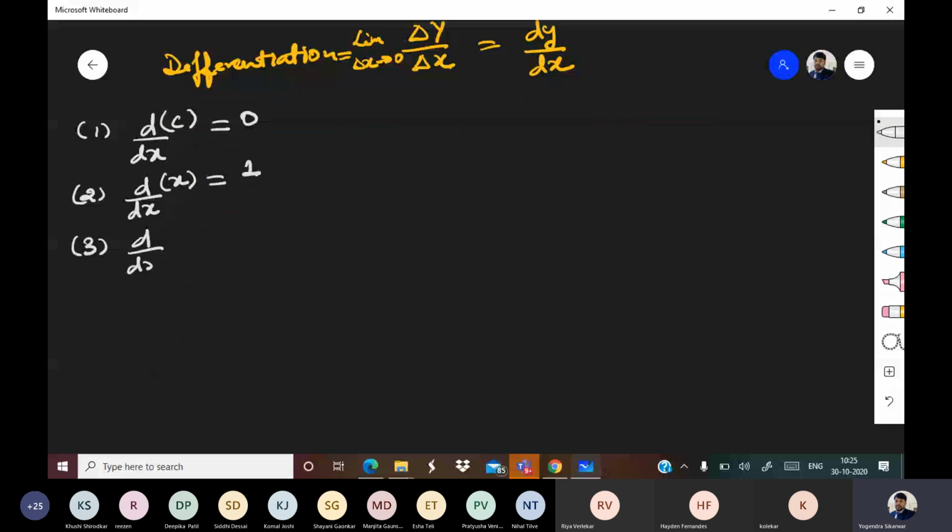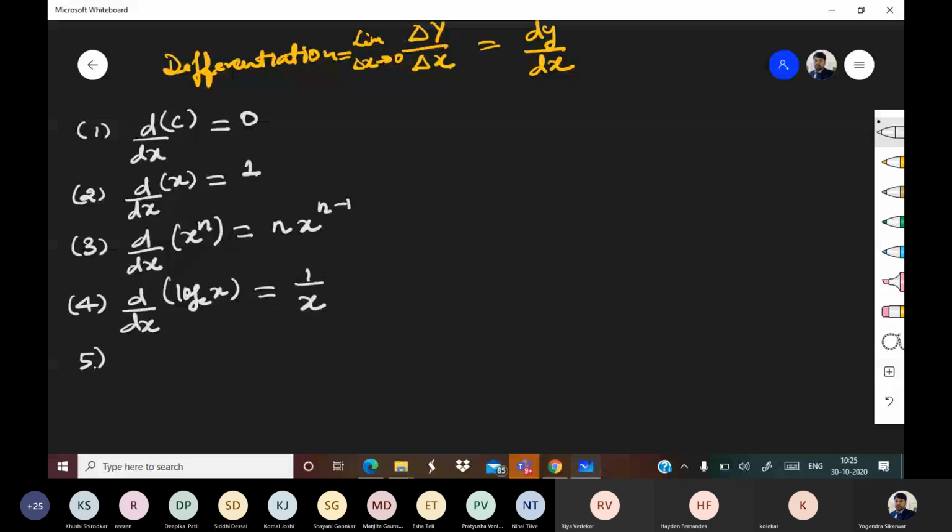Now d by dx of x to the power n. So that will be n x to the power n minus 1. Next is d by dx of log x. So d by dx of log x is nothing but 1 upon x. Next is d by dx of e to the power x. So that comes out to be same as e to the power x. So differentiation of e to the power x gives same value, e to the power x.